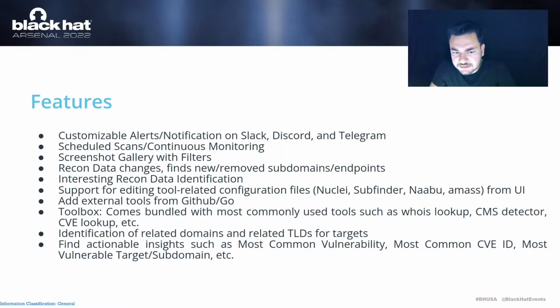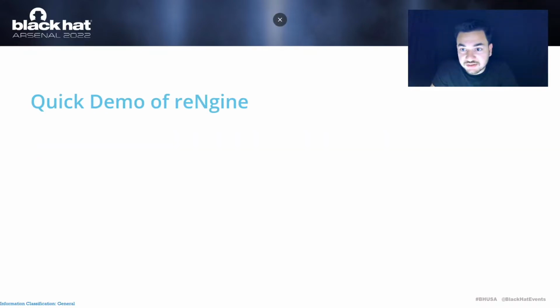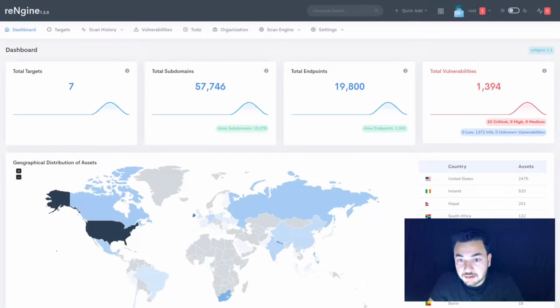And that's pretty much it. We also have Toolbox. Toolbox came in reNgine 1.1. It comes bundled with the most commonly used tools such as your whois lookup, your CMS detector, your CVE lookup. Those things are available. I think it's better that we have a look at the demo of how reNgine looks, and whether it's going to be helpful for your reconnaissance pipeline or not. So this is the dashboard of reNgine. A lot of actionable insights are there. You can see here the geographic distribution of assets.